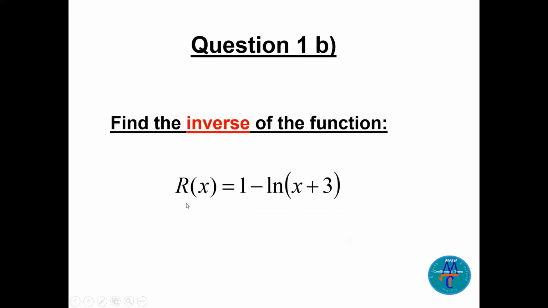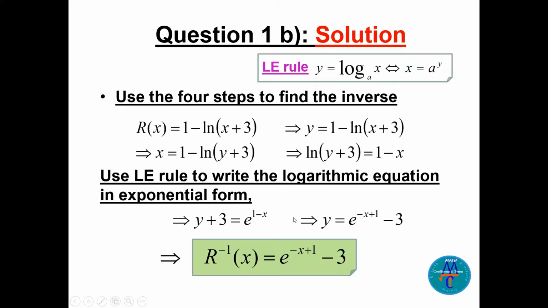1b, find the inverse of this function r of x equals 1 minus ln of x plus 3. This is a logarithmic function, so we expect the inverse to be exponential. Also, we use the 4 steps. Let's replace r of x by y, and then interchange x and y, so x will be 1 minus ln of y plus 3. Put this on one side, and then it will be 1 minus x, so ln of y plus 3 is equal to 1 minus x.